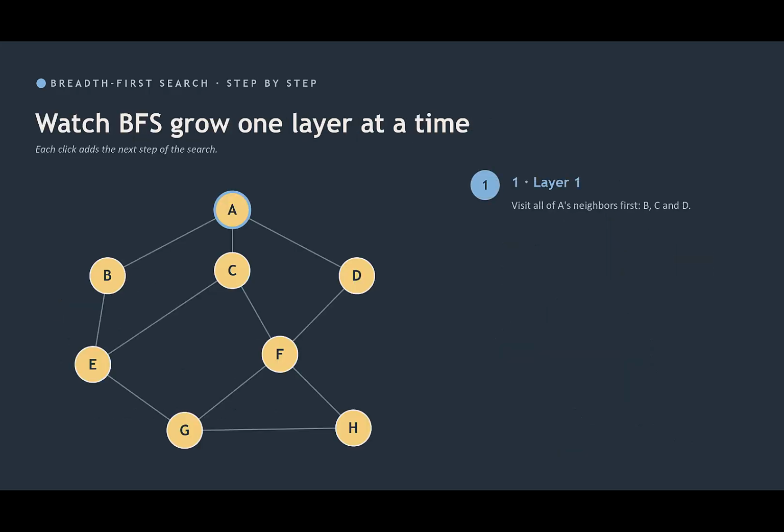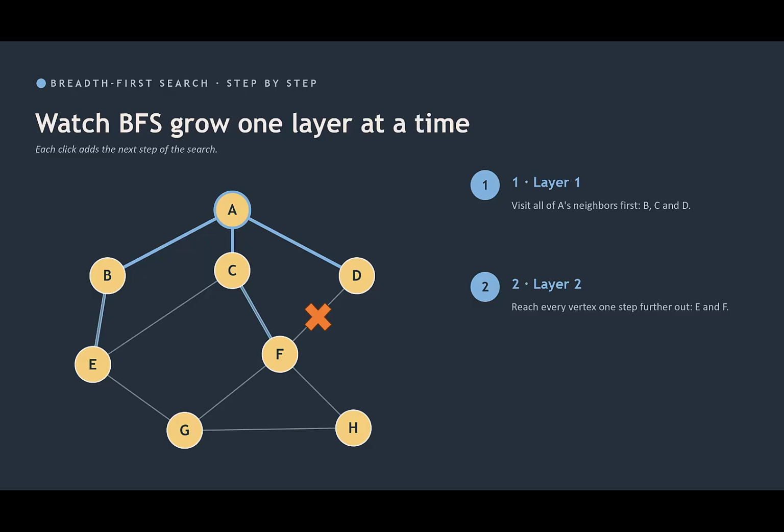So layer 1 says we visit all of A's neighbors, which are B, C, and D. Now we're ready to go to layer 2. So we're going to look at these vertices B, C, and D and try to take them one step further out. B is going to go to E, C is going to go to F, but D can't go any farther.